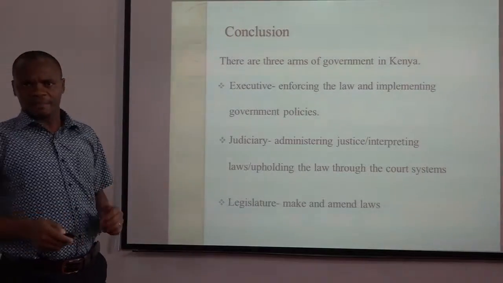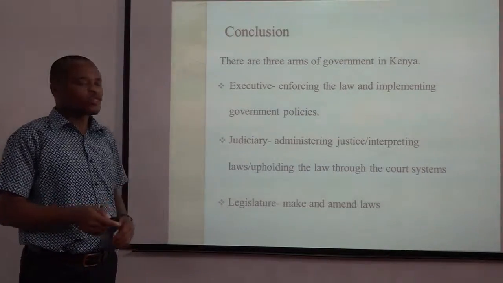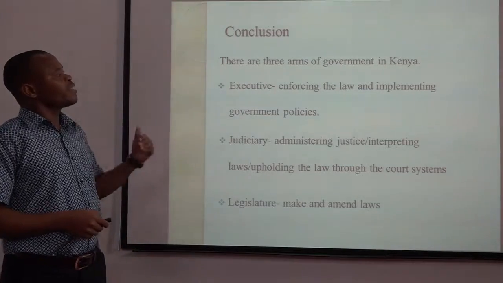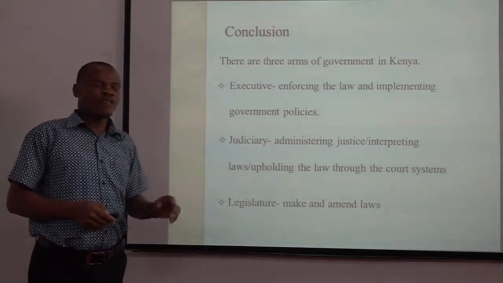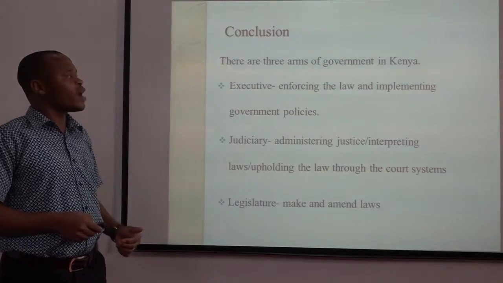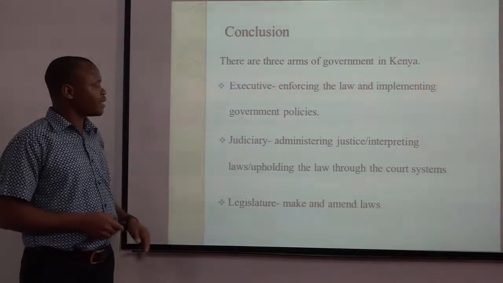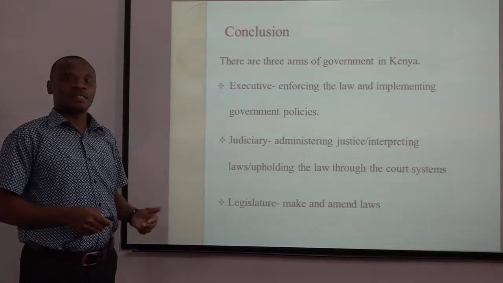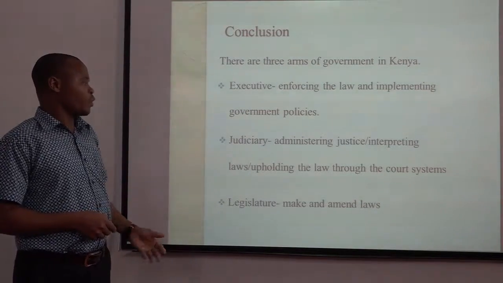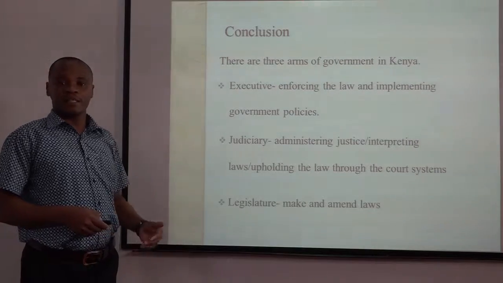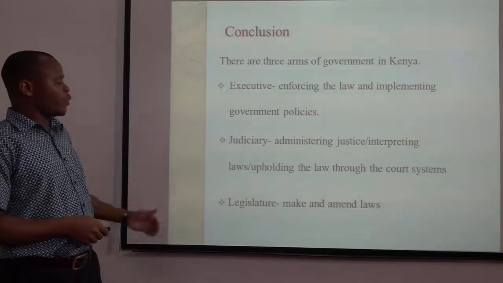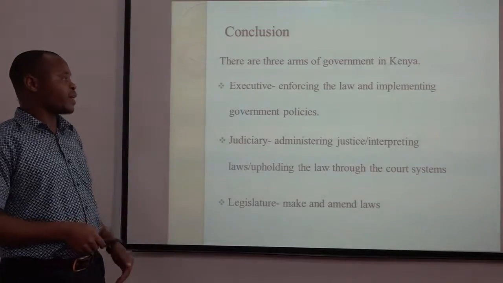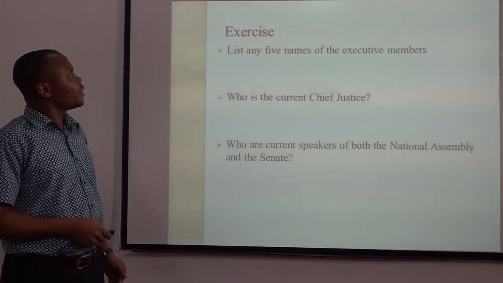So in conclusion, about what we have learned today, there are three arms of government. We have the executive, whose main function is to enforce the law and also implement government policies. Then we have the judiciary, administering justice and interpreting laws or upholding the law through the existing court systems. And then we have the legislature, whose main function is to make and amend laws.